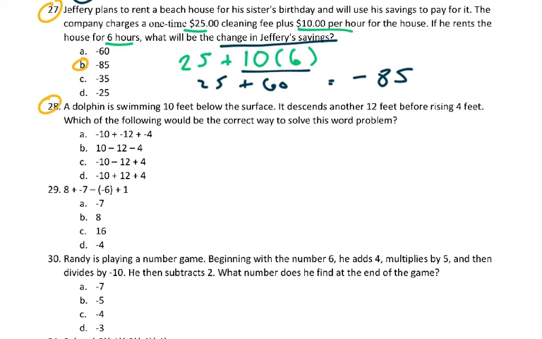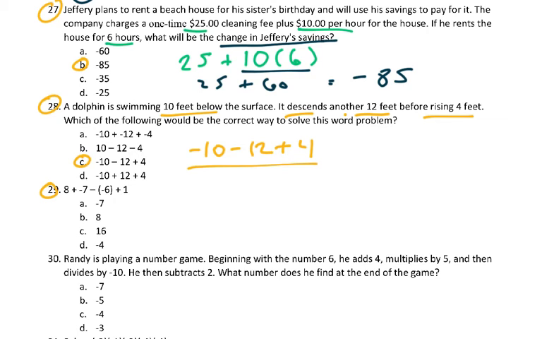For number 28, it says a dolphin is swimming 10 feet below. That would be -10. So he's at -10 to start with. It descends. Descends means go down. So it goes down 12 before rising 4 feet. So we end up going back up 4. So I just took this apart and wrote it one piece at a time. And then you're going to look and see which one of these matches that. So we can see that C is the only one that matches the one that we wrote.